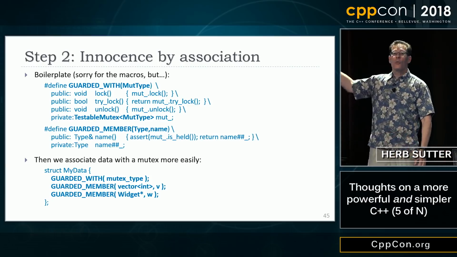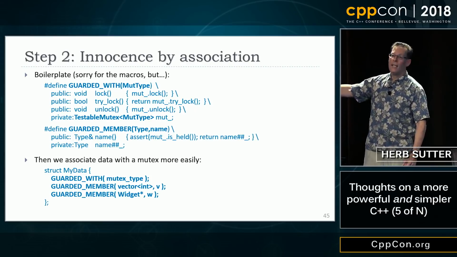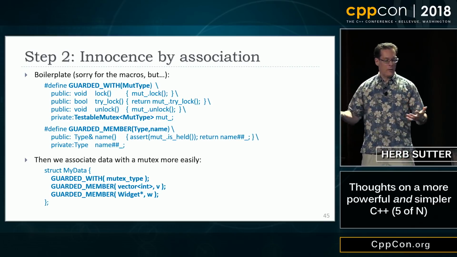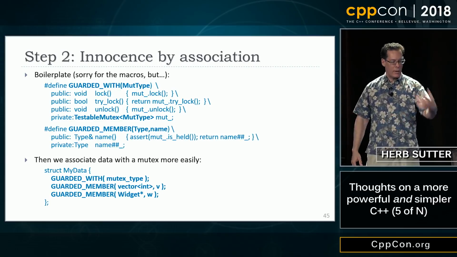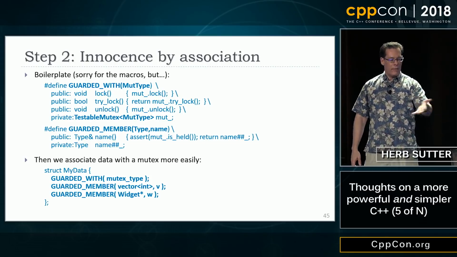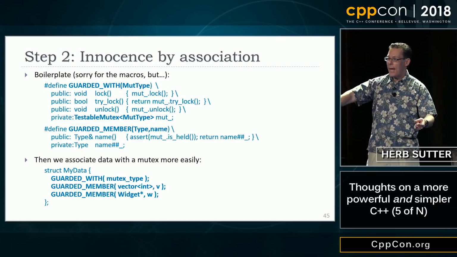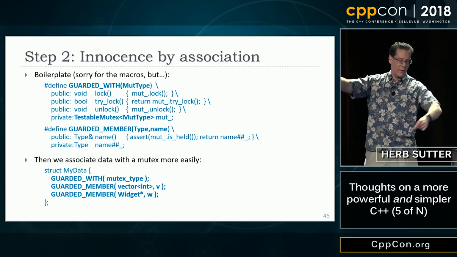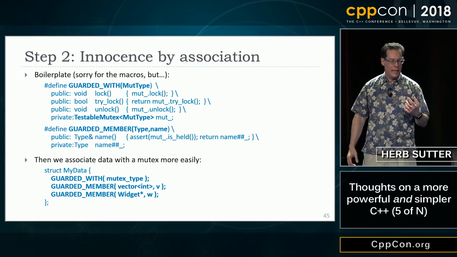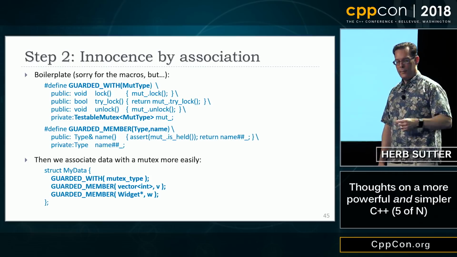And yes, there are ways you could write this in a different way that could avoid the macros, but I don't believe you can write it conveniently without macros, because I want to write the code at the bottom. I want to write, here's my struct MyData. It's guarded with mutex type. It has a guarded member vector int, a type vector int named v, and so forth. And in that guarded member, first of all, I have to use token pasting to make a different member name for the private member than for the accessor. Otherwise, I've got to have the user at the bottom specify two names, just so that one is the public name and one's the private name, which is icky. But also, inside the macro, I have to then refer to the mutex that I declared earlier.